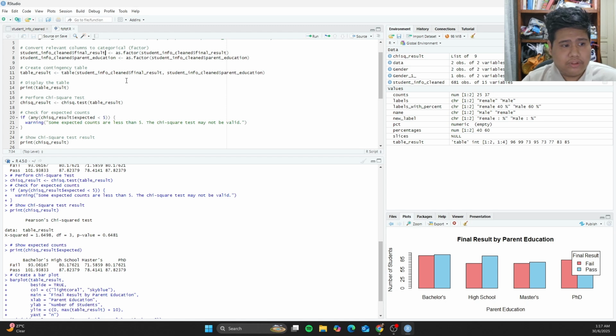So the first thing first, we have to create the contingency table by using the table function and inputting the final result variable and also the parent education variable. After that, I store the contingency table inside the table result and print out the table result.